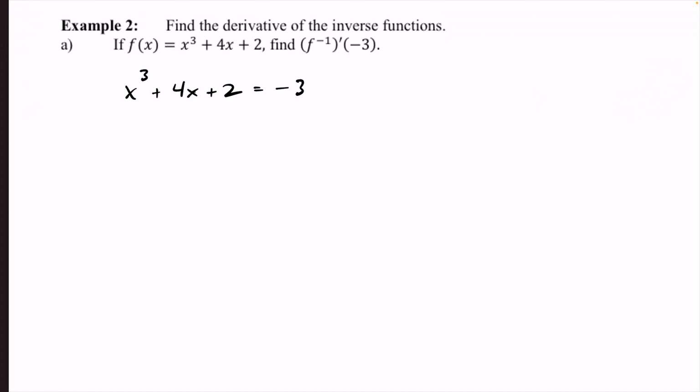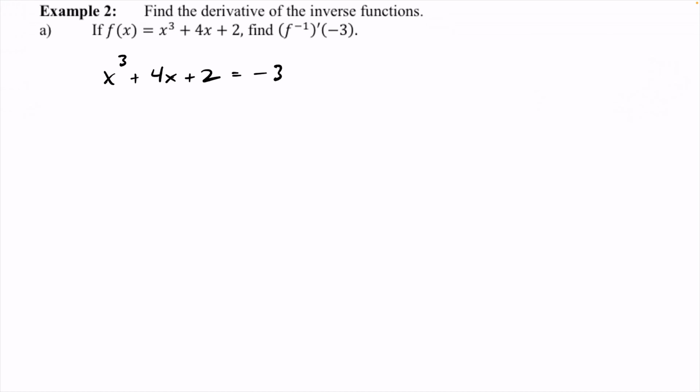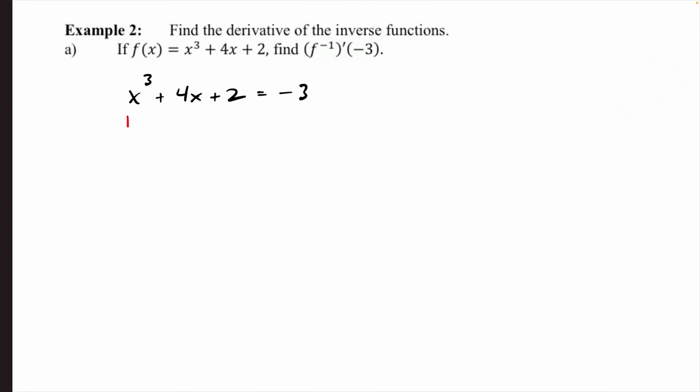So now we got to solve it. What is x equal to? Well, the easiest way to do this is just by guess and check. That's the easiest way to do this. So what number would I plug in for x? Here and here, that would give me -3 as an answer. Kind of some mental math. So what number, when I cube it, and then add 4 times that same number, and then add 2, would give me -3 as an answer?